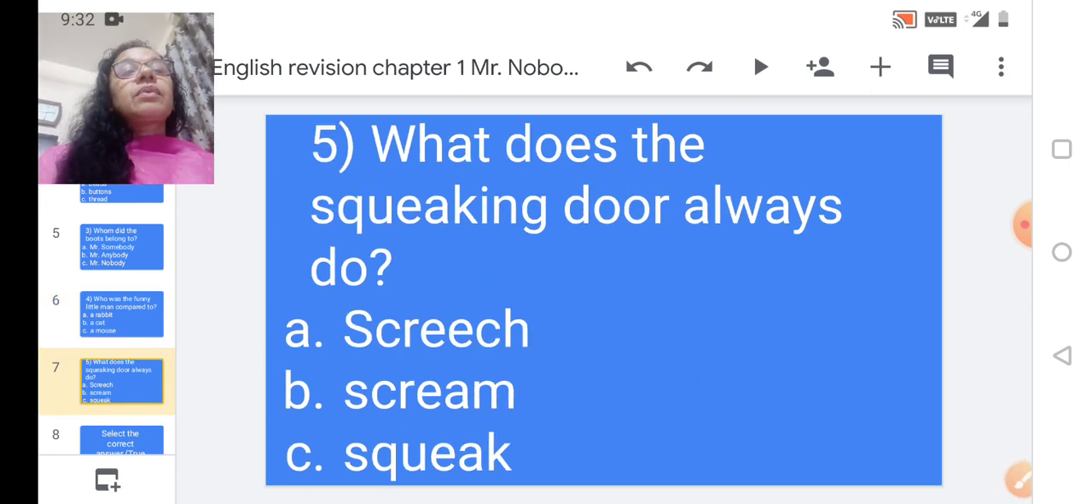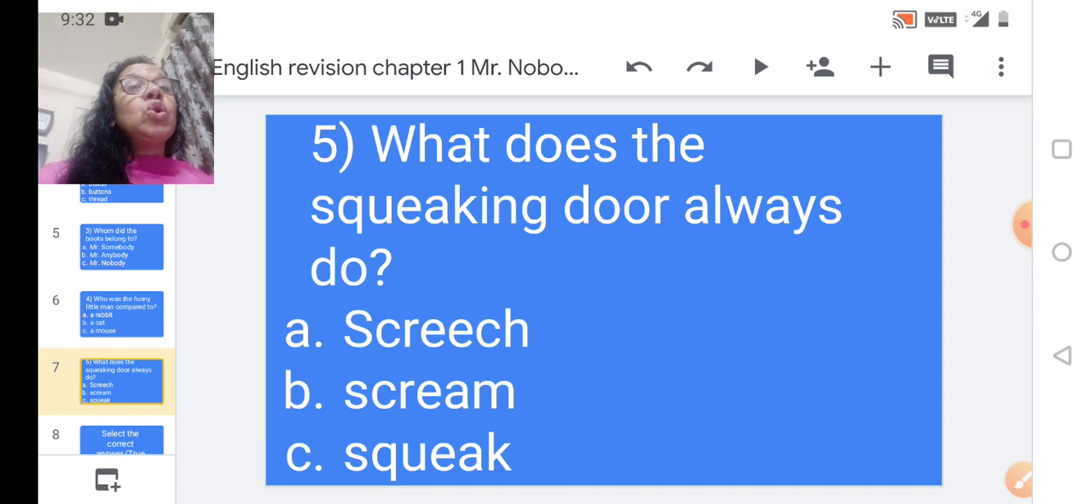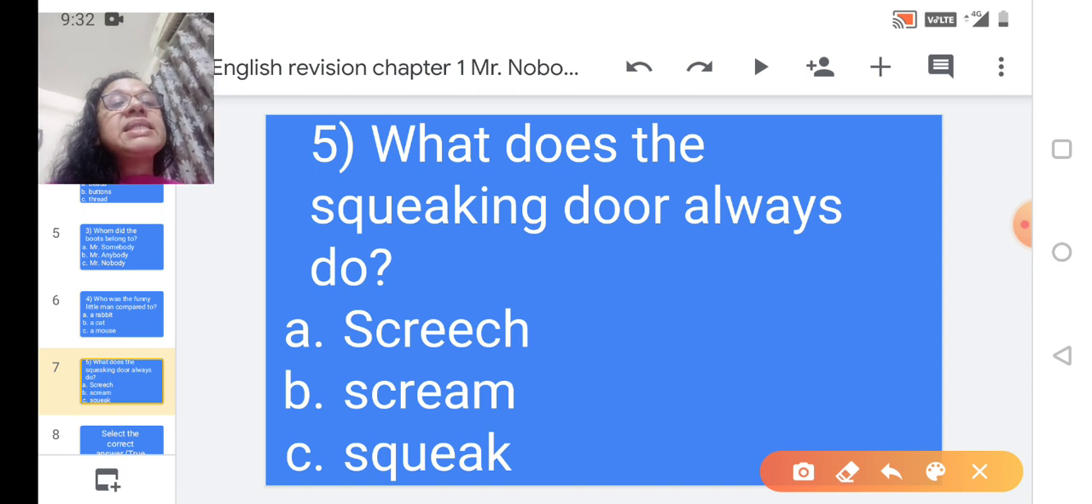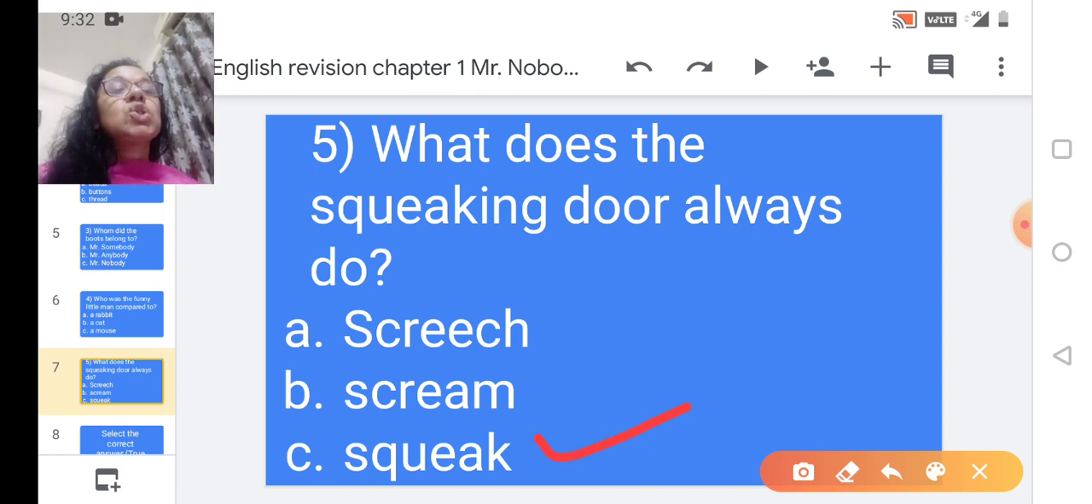Now, next, what does the squeaking door always do? Squeaking door, the door makes that squeaky sound. What does it always do? The options are screech, scream, squeak. So the squeaking door always squeaks. Squeak is the correct option.